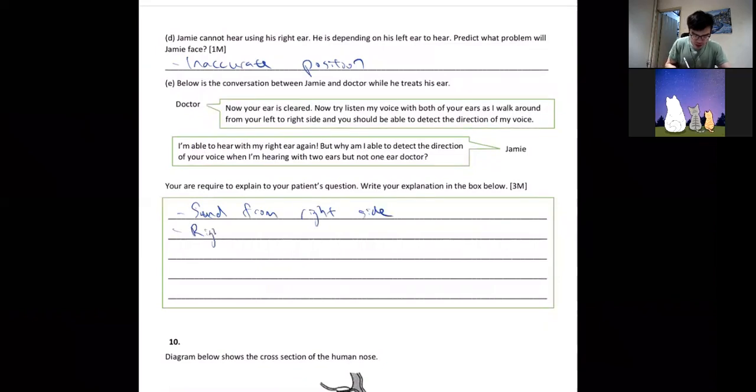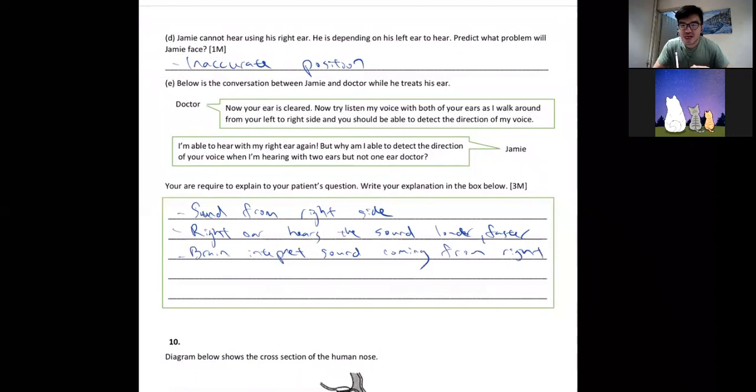So your right ear, okay, hears the sound louder and faster. Okay, telinga kanan mendengar suara lebih kuat, lebih cepat. So if the sound is from the right side, your right ear will hear it first. So your brain will interpret sound coming from right. Okay, otak mentafsir bunyi datang dari sebelah kanan. See, your brain is very awesome.